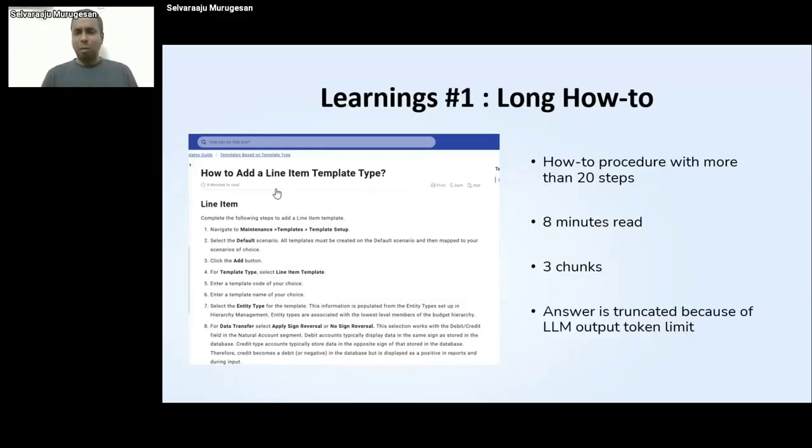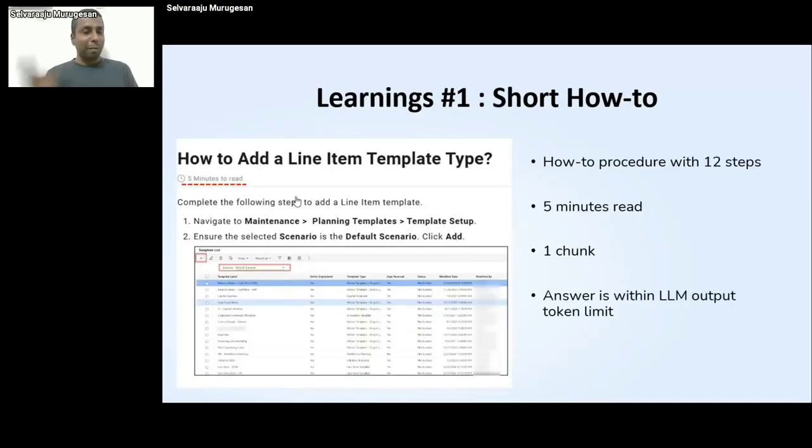Okay, and then we were intrigued about what actually happened. The LLM model we are using to do the chat completion had about 16,000 tokens as an output limit, but the response to this question exceeded that limit. So the answer was completely truncated. So what we did is we went back to the customer, and they raised a support ticket, of course, and then we asked them to rewrite the procedure. Now the how-to procedure is about 12 steps and about a 5-minute read, and instead of having 3 chunks, it comes as 1 chunk. And then the LLM was able to produce an answer within the token limit.